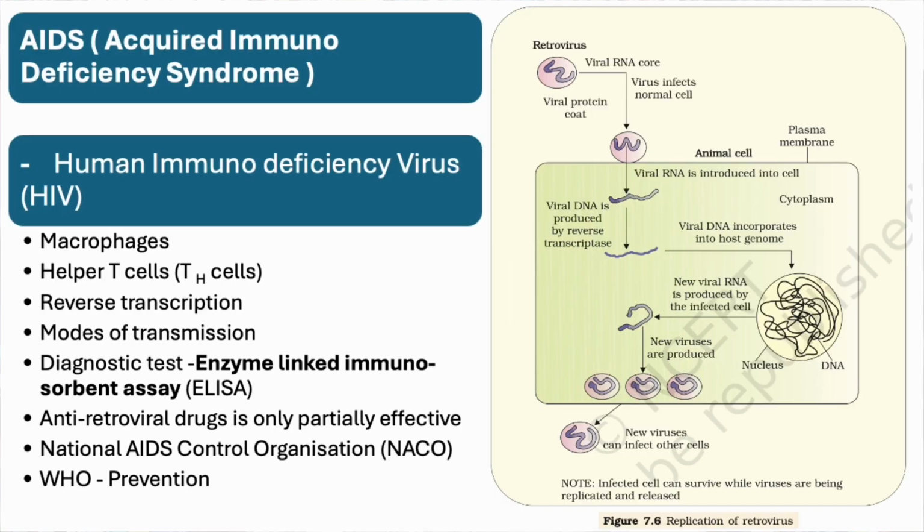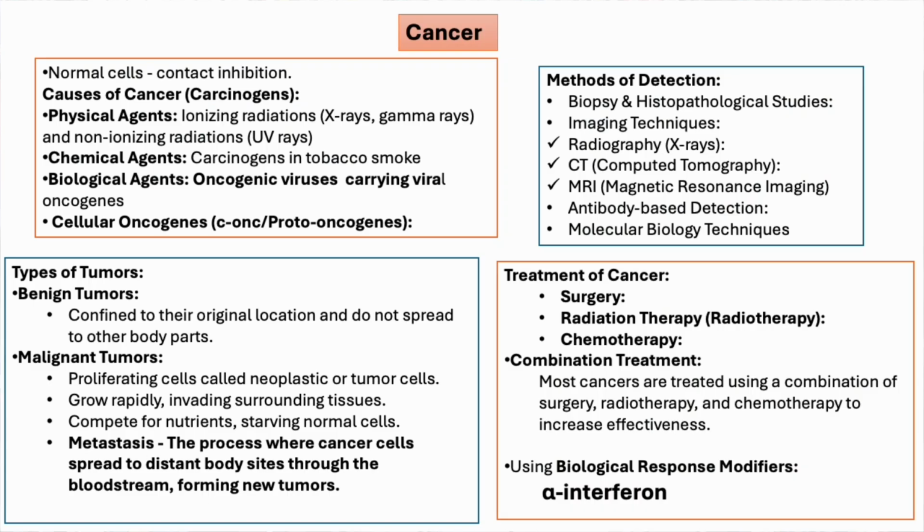The life cycle of human immunodeficiency virus, which you see on the screen, is an important diagram. After that, we learned cancer, the cause of cancer, different types of tumors like malignant tumor and benign tumor. Then the concept of metastasis, the method of detection of cancer, and the different ways of treating cancer.